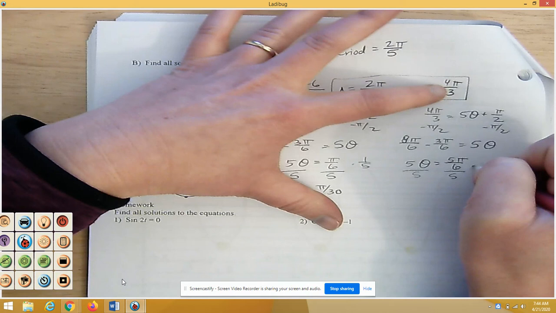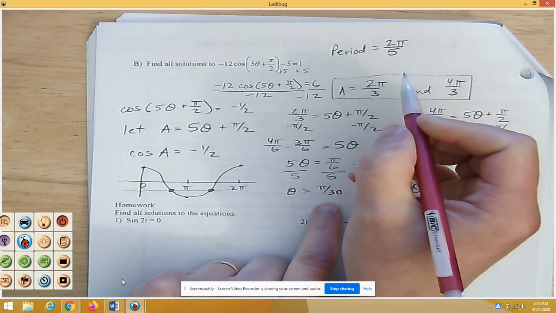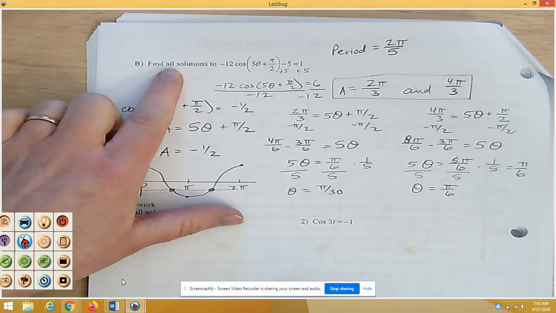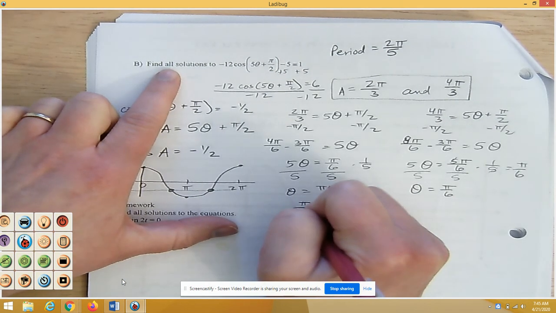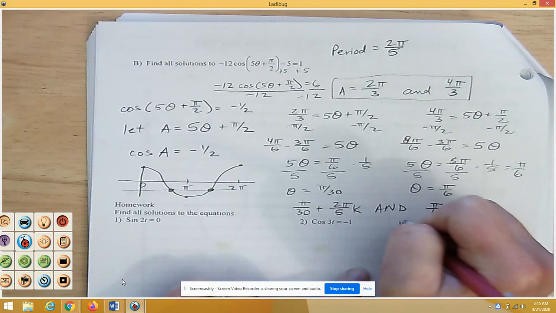So if you were looking over a particular interval, now what you would do is you would add the period of 2 pi over 5 to get the values within that interval for both of these, and then that would be all that you need to do. For the general solution, which is what this is asking for, you're just going to do pi over 30 plus the period, 2 pi over 5 times k, and since there's two sets of solutions, you're going to have pi over 6 plus, again, 2 pi over 5 k, where k is an element of all integers.